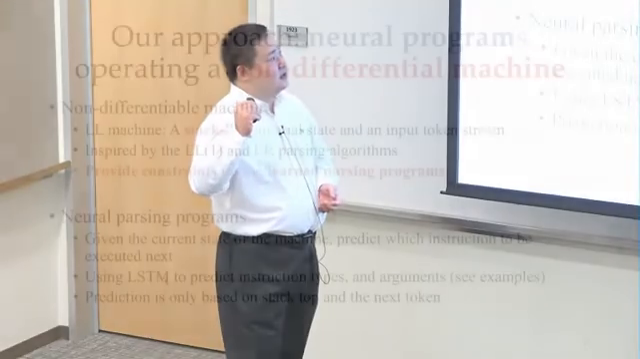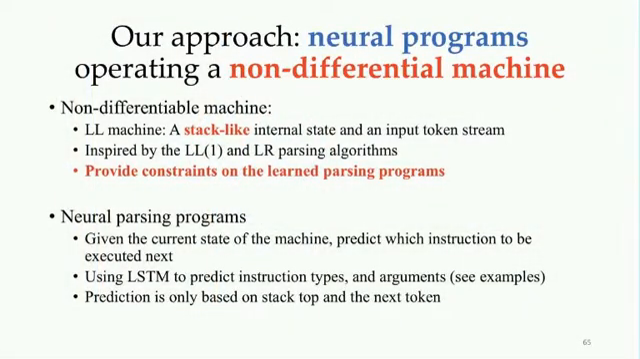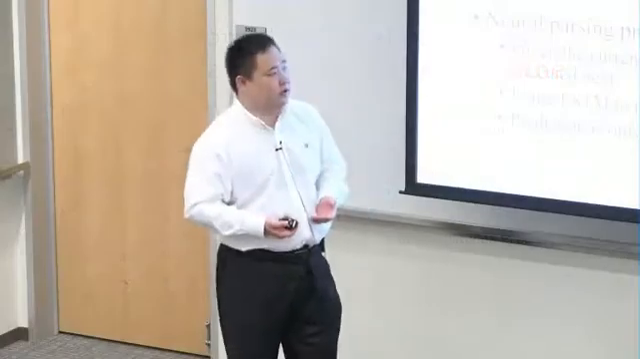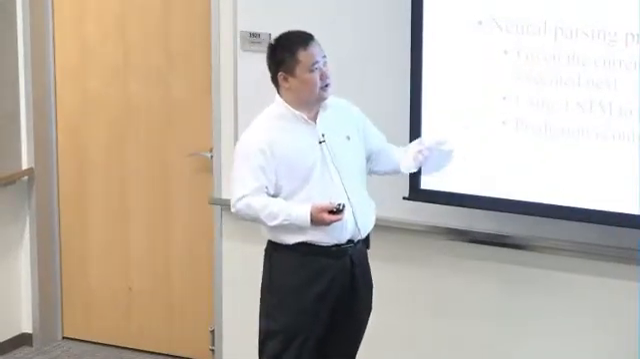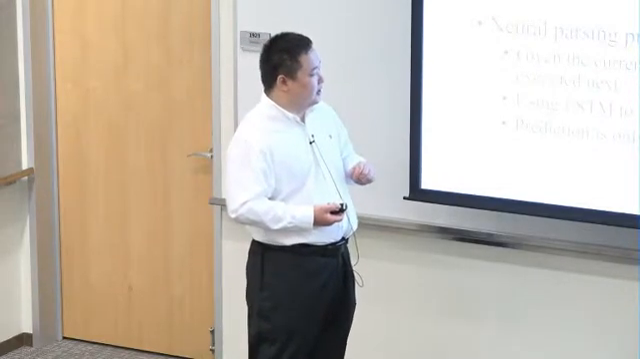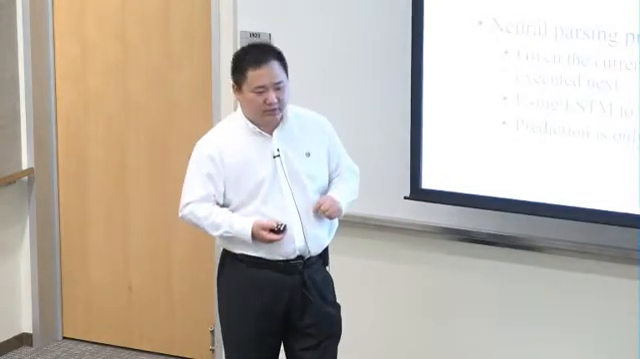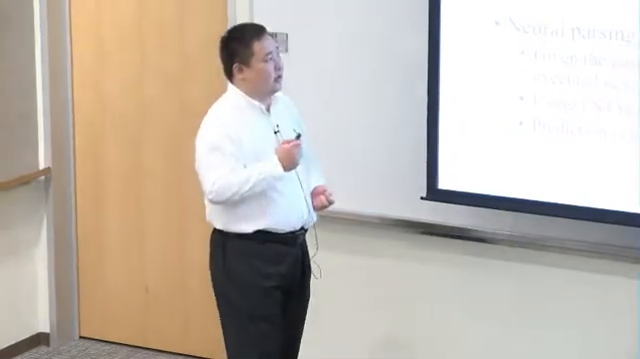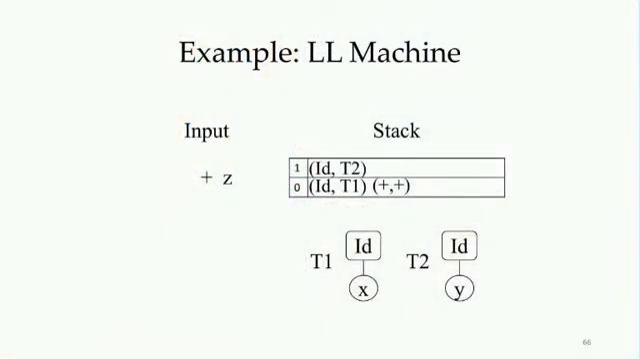Okay, so by employing this idea, we need to do two levels of innovation. One is we need to define a new non-differentiable machine first, and also we need to design a new neural program so that it can be learned from input-output pairs only. So to achieve this goal, we designed this so-called LL machine.